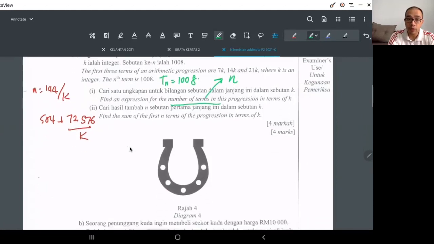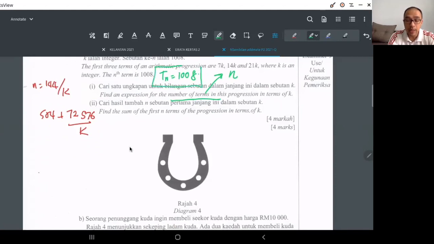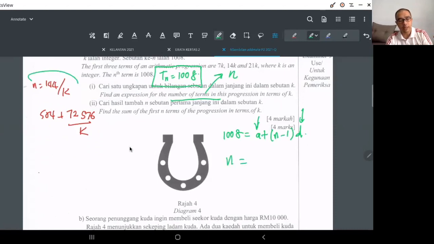I'm only going to give you a clue. Start with this: Tn equals 1008. So you're going to have 1008 equals a plus (n minus 1)d. Substitute a, substitute d, then rearrange so that you get n equals, this is the answer, 144 over k. Now find the sum of the first n terms of the progression in terms of k. That means you want to find 7k plus 14k plus 21k plus and so on, all the way to 1008.